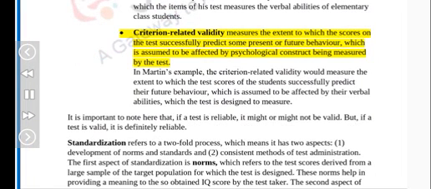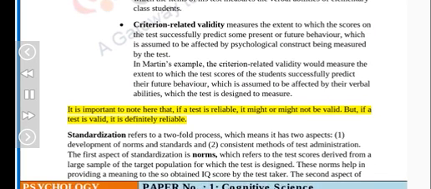Criterion-related validity measures the extent to which the scores on the test successfully predict some present or future behavior, which is assumed to be affected by the psychological construct being measured by the test. In Martin's example, the criterion-related validity would measure the extent to which the test scores of the students successfully predict their future behavior, which is assumed to be affected by their verbal abilities, which the test is designed to measure. It is important to note here that, if a test is reliable, it might or might not be valid. But, if a test is valid, it is definitely reliable.